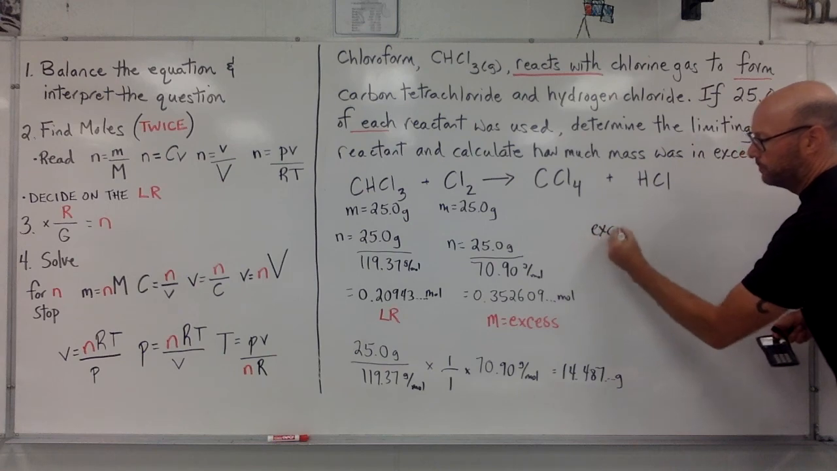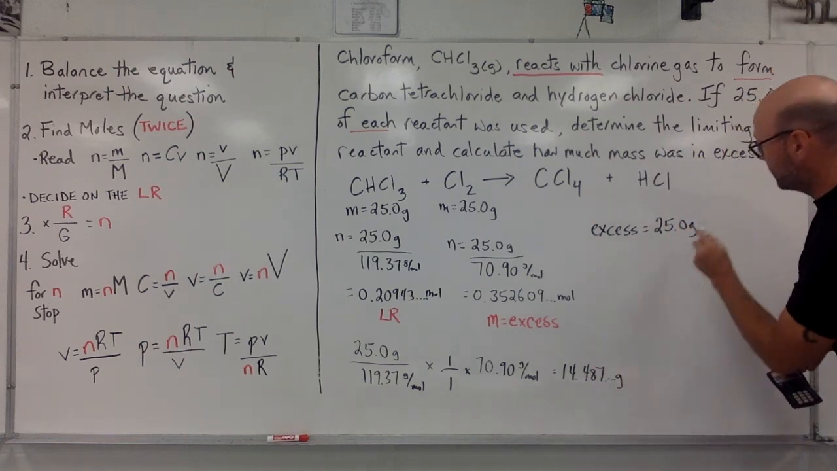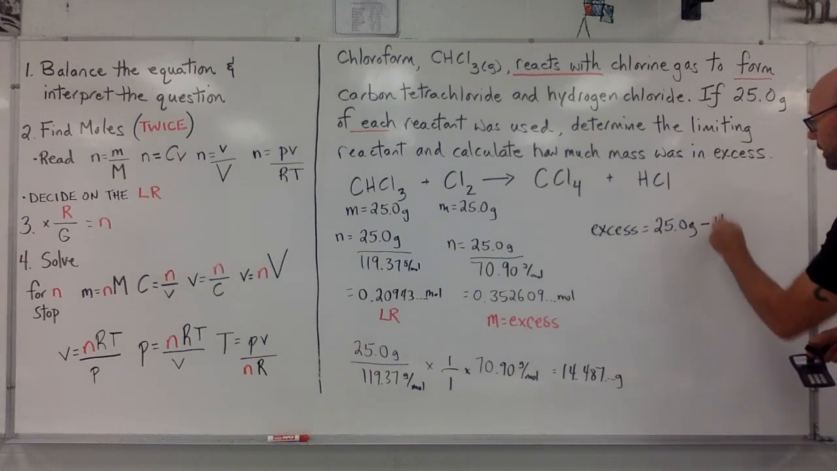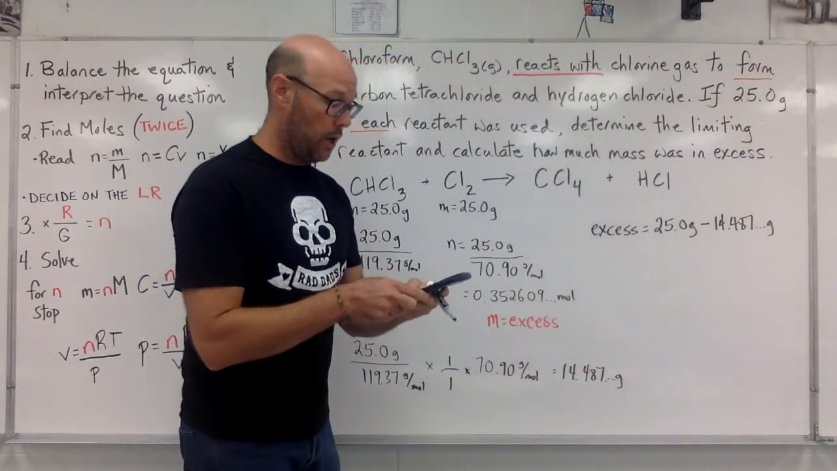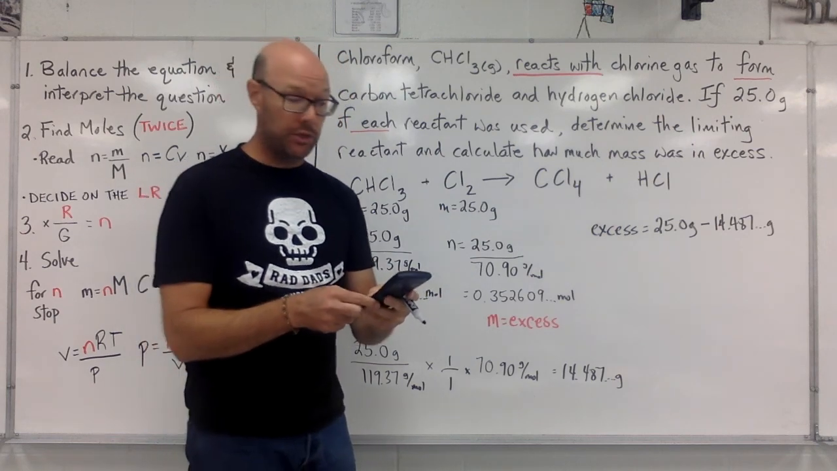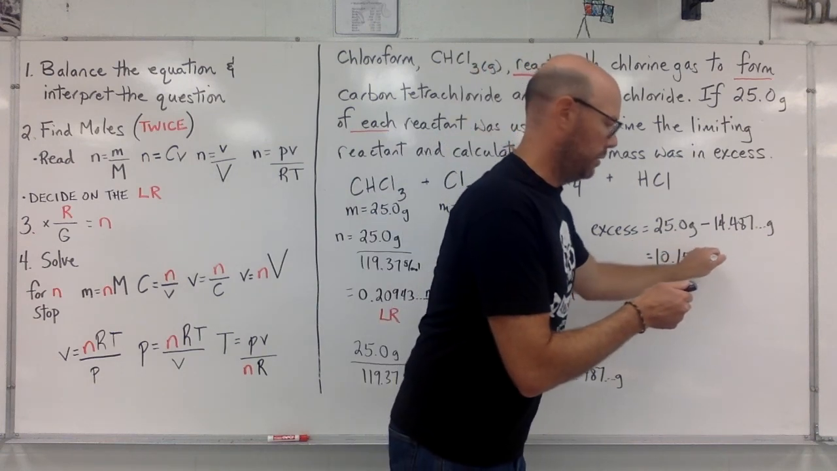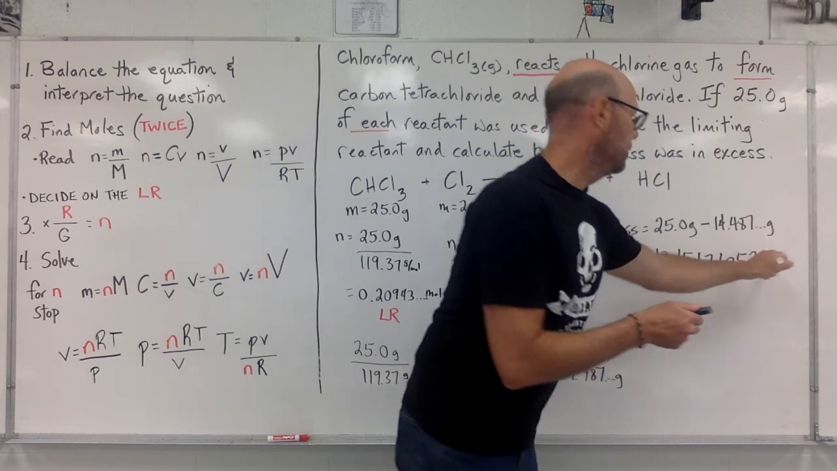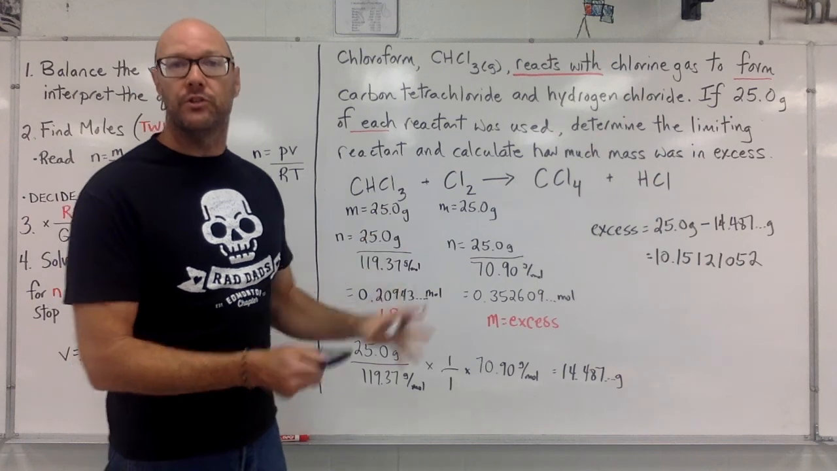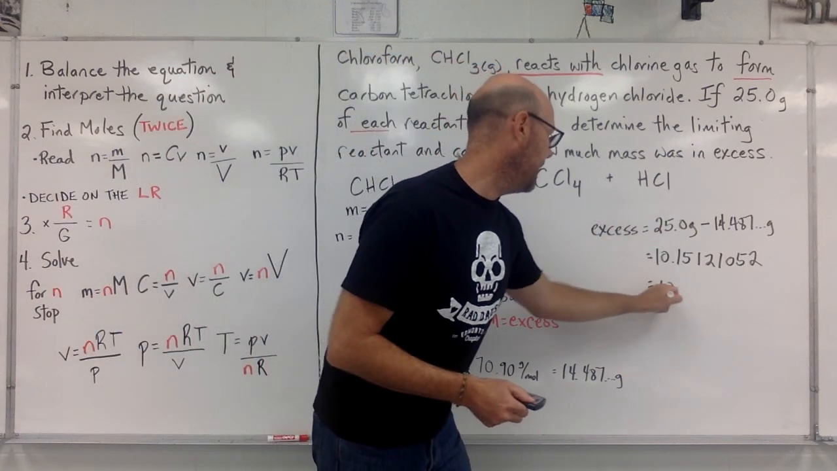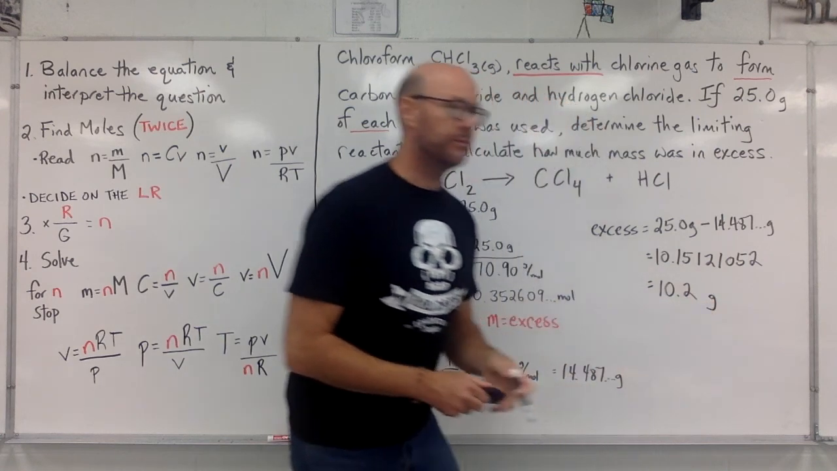The excess is going to equal our 25 grams that we started off with, and we're going to subtract the amount that got used up, this 14.487 number, which is still just sitting on my calculator screen. So I can do that now. 25 subtract the answer that we just got, we get 10.15121052 grams, which now we can think about the significant digits. There's only the one number in the question, 25.0, 3 significant digits. We round this off. It's 10.2. This was the mass of the excess, in grams.